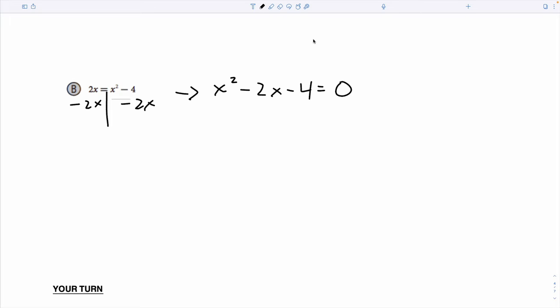Let us head to the quadratic formula. List out what your A value is, what your B value is, and what your C value is. Okay.